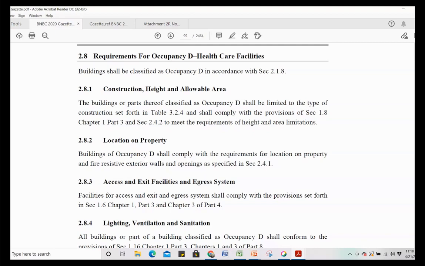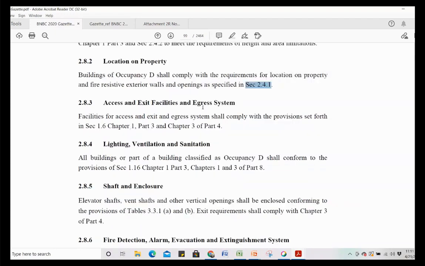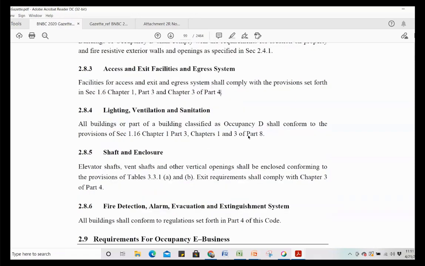So for occupancy D, that is healthcare facilities, it is again the similar requirements that it is referring for construction height and allowable area. It is referring to table 3.2.4, section 1.8, section 2.4.2. These are common referencing points for height and area limitations. So this is for location and property. It is again referring to section 2.4.1. Egress, access and exit facilities, referring to part 3, chapter 1, section 1.6, part 4, chapter 3.